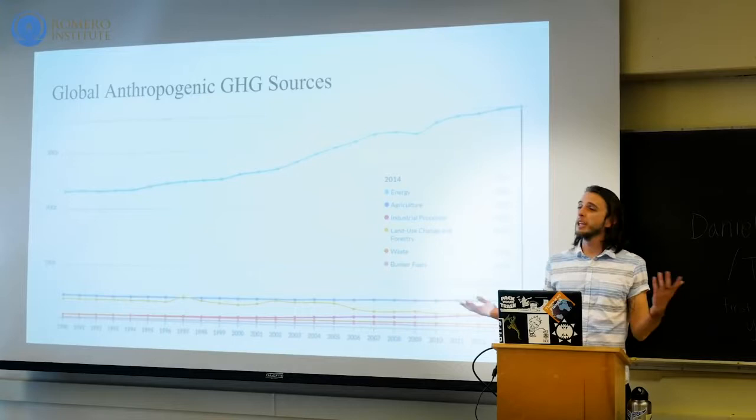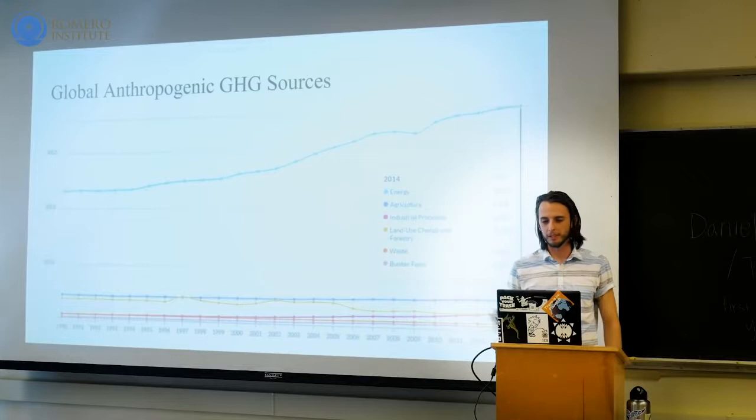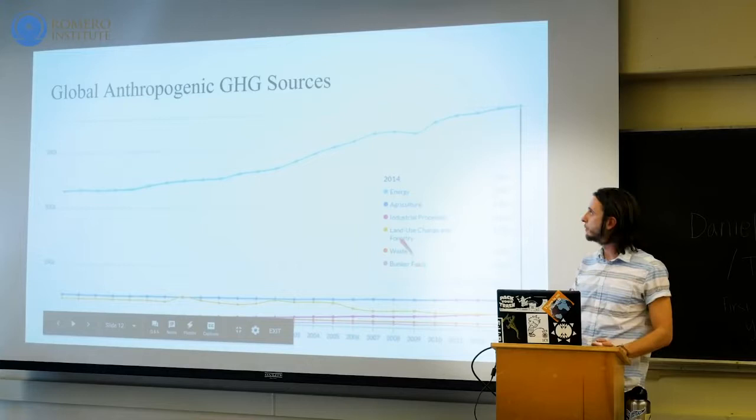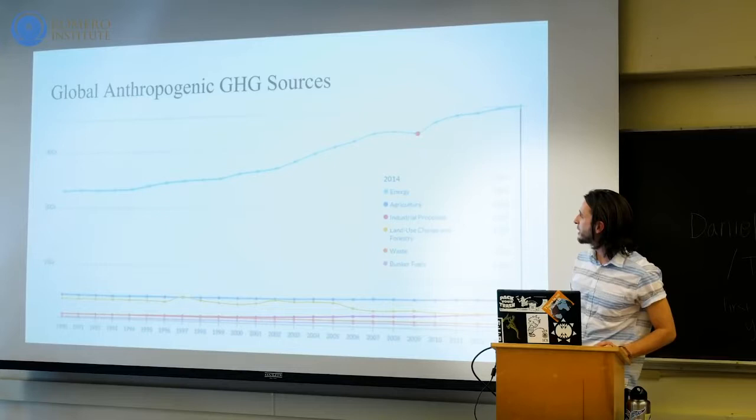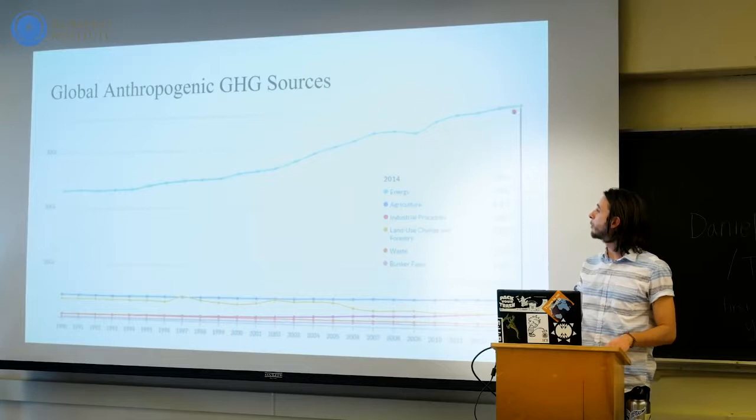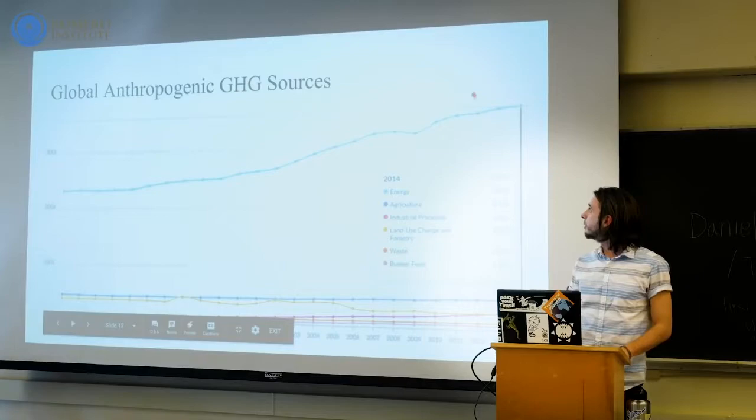But where are they coming from? I'm not going to get super into the weeds on specific greenhouse gas sources because there's just a lot of them and it's not really worth the time right now. But this is basically a global breakdown of where they are coming from. And so this is going to get a little bit interactive. Can anyone tell me what they might think that energy emissions would come from? Because this is, as you can see, far and away 40 gigatons of carbon in 2014. That's quite a bit. So what are some energy emissions?